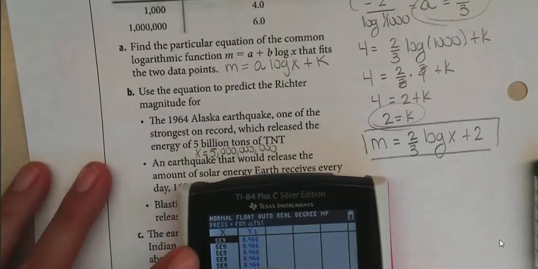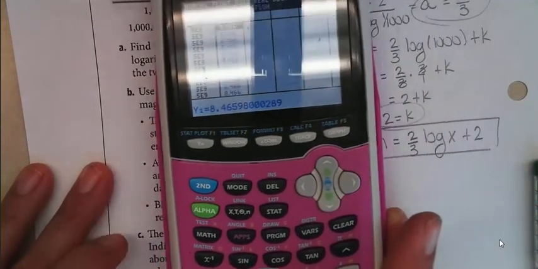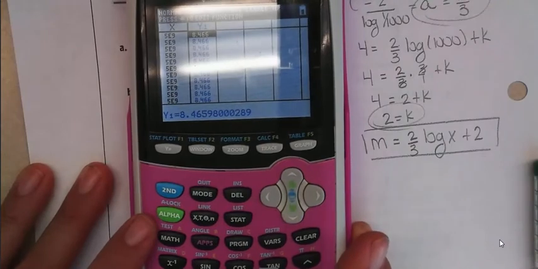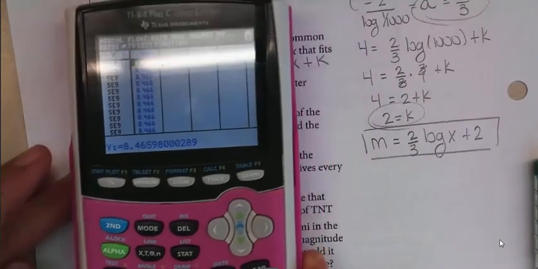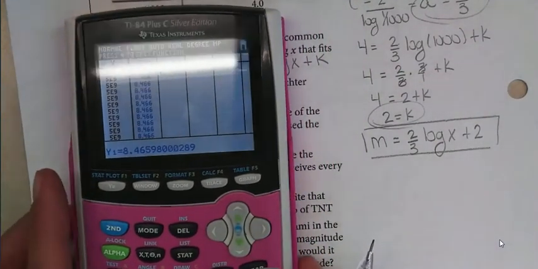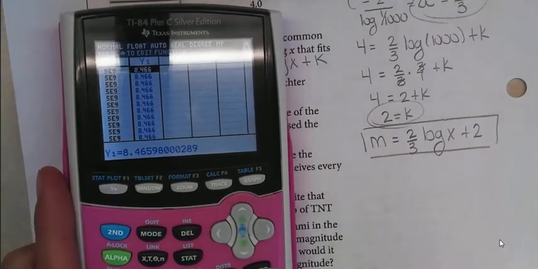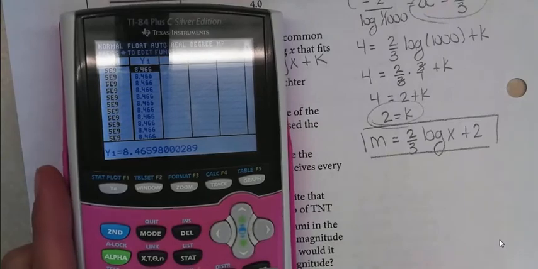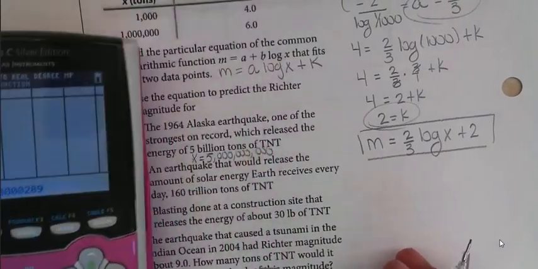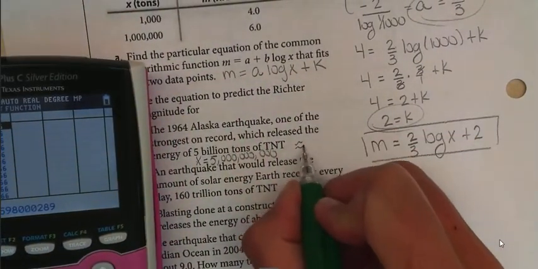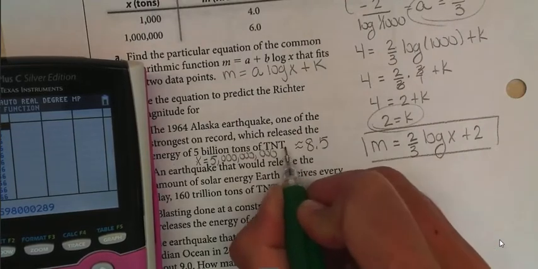And I'm going to move my cursor over so that I can actually see what my whole value is. So I see that it's 8.46598, or approximately, I guess we could just go ahead and round. Usually when you hear about earthquakes on the news, it's usually to the 10th place, right? So it's approximately 8.5 is your magnitude.